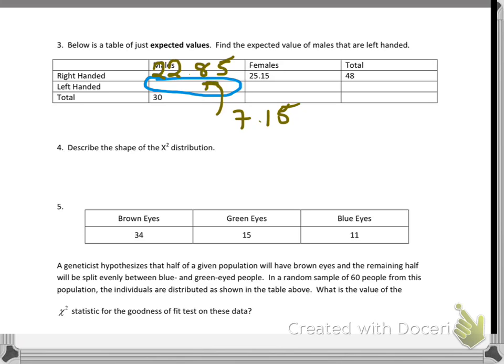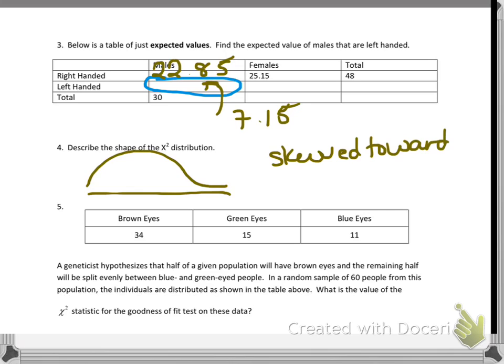Just subtract twice. Okay, describe the shape of a chi-square distribution. I just want you to know about it. And so basically that is skewed towards, you can either say to the right, or you could say that it's skewed towards higher numbers.